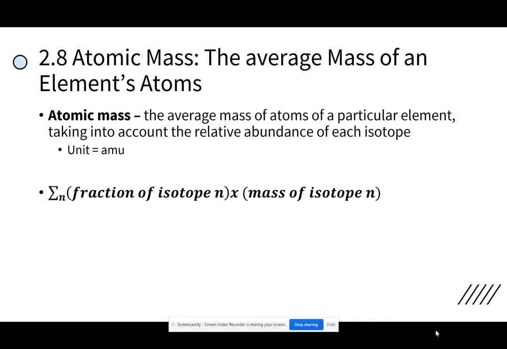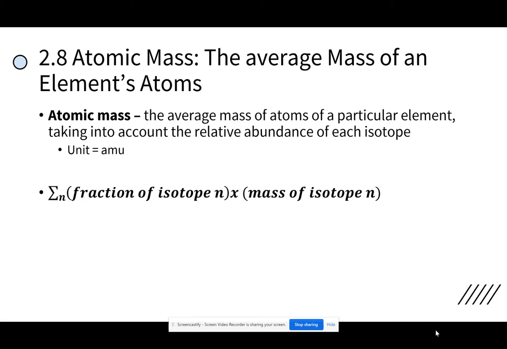All right, so now we're going to talk about atomic mass. We talked about mass number, which is protons plus neutrons. Atomic mass is different. Atomic mass is the average mass of atoms of a particular element, taking account the relative abundance of each isotope. So it's not an average in the purest sense of the word where you would add up all the mass numbers and then divide by how many there are. You have to take the percent abundance into account.